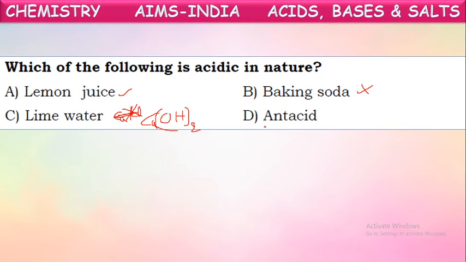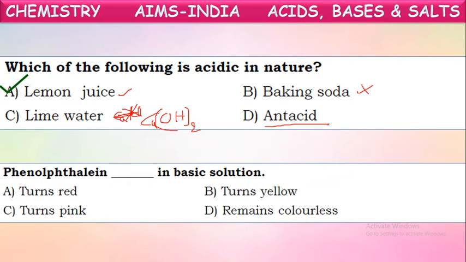Antacid is also one of the basic substances, which contains magnesium hydroxide. Magnesium hydroxide is a basic substance. So antacid also comes under a base. Lime water, antacid, baking soda, these are all basic substances, whereas lemon juice is acidic in nature. Okay, next one.